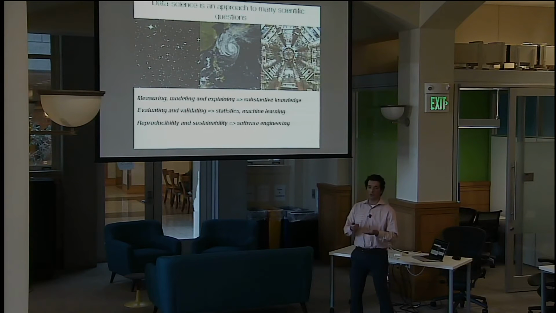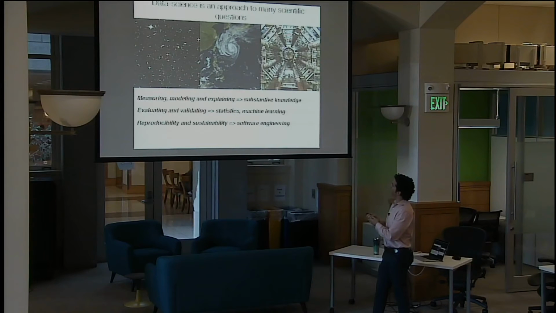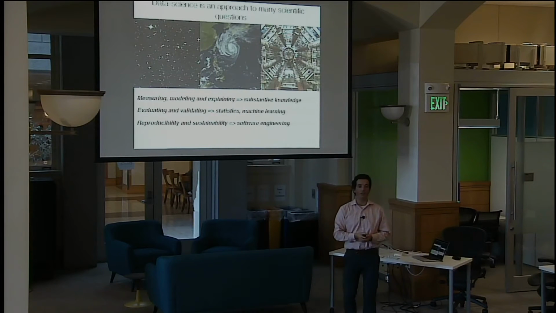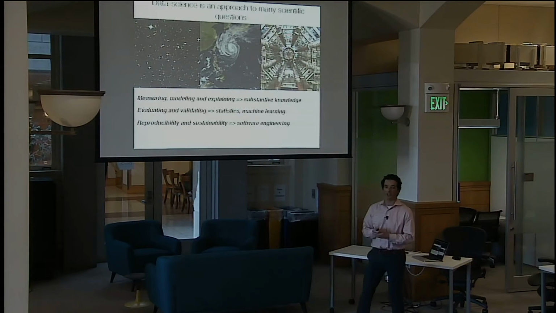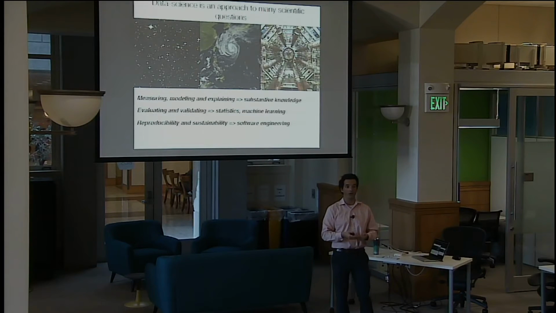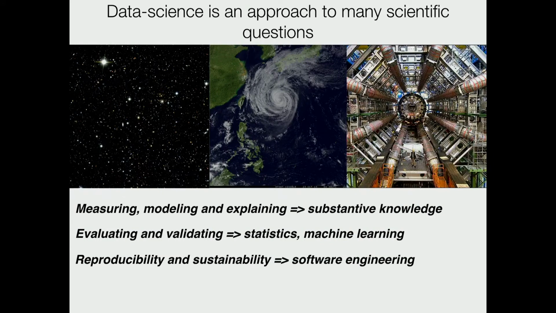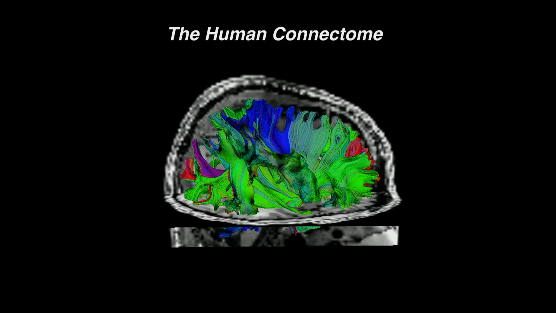And then the third has to do really more with reproducibility and sustainability. And is maybe more of an engineering. There are aspects of this that are social engineering, but some aspects that are software engineering. How do we make this kind of effort something that other people can build upon once we've got results? How can others just take those results and continue to do the research? And I'll talk specifically about the problem of assessing network connectivity that we can measure in the living human brain. So let me show you what that might look like.